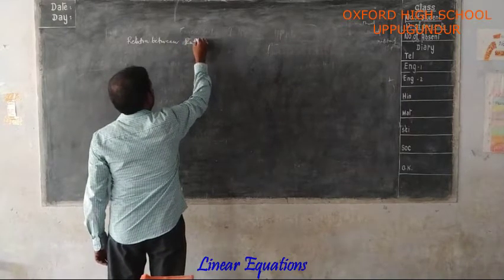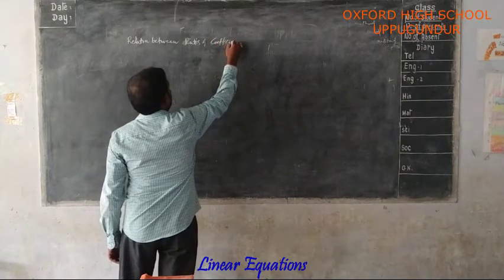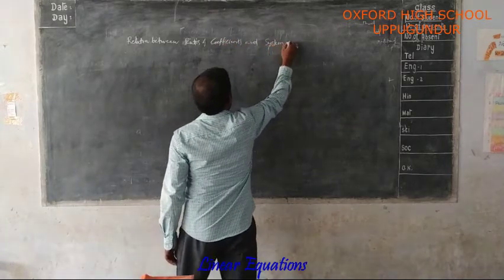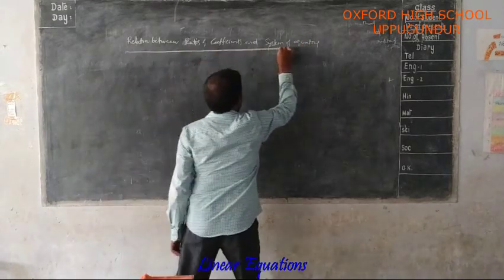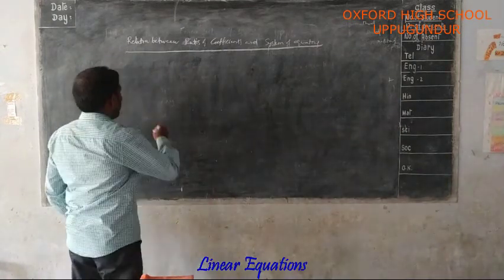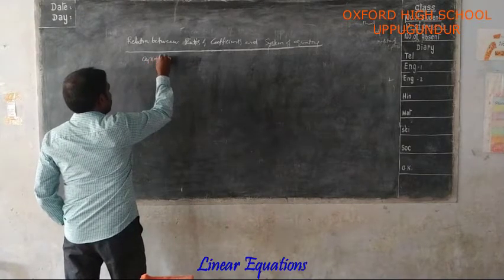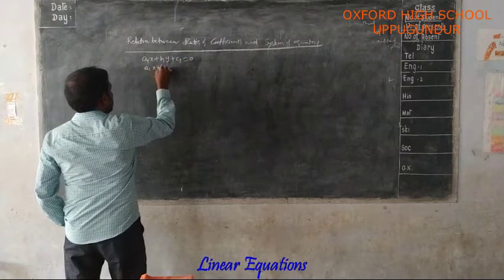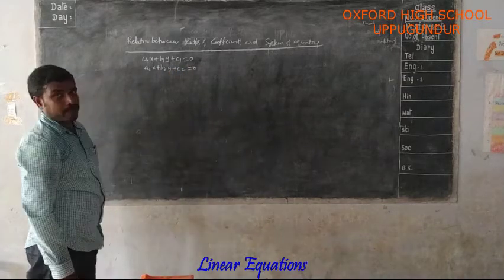In the previous class, I told you about the relation between ratios of coefficients and system of equations. Relationship between ratios and system of equations. So what are the conditions? If the system of equations is given like this: a1x plus b1y plus c1 equal to 0, a2x plus b2y plus c2 equal to 0, these are the pair of system of equations.